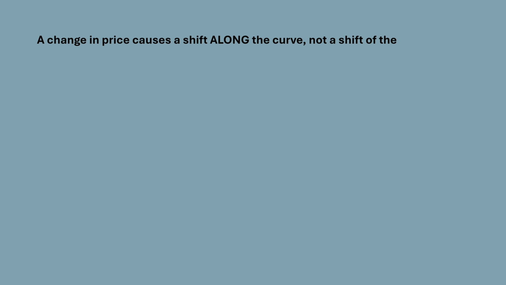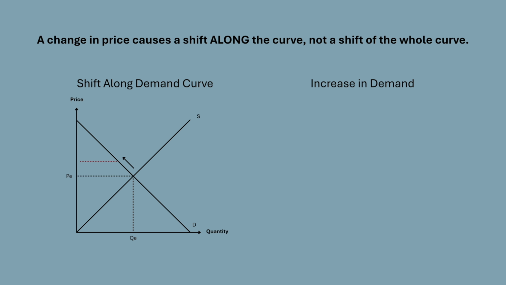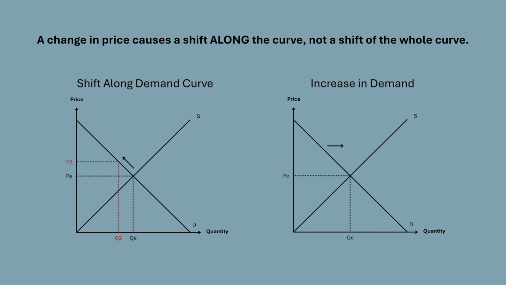One small note, a change in price causes a shift along the curve, not a shift of the whole curve. So if the price of the thing that you're selling increases, then we just show a price increase on the price axis, which represents a shift along the curve. A change in price does not shift the whole curve. So a change in price is the only odd situation you have to be aware of.